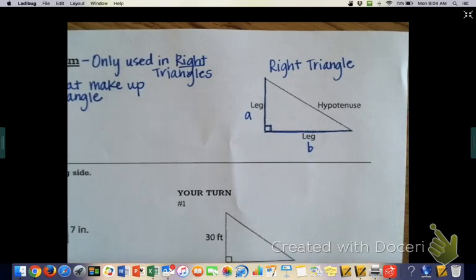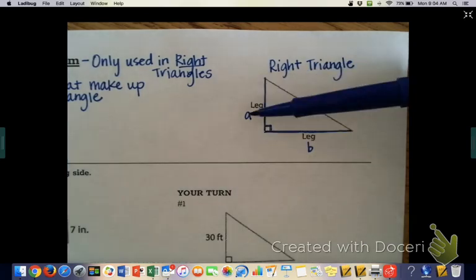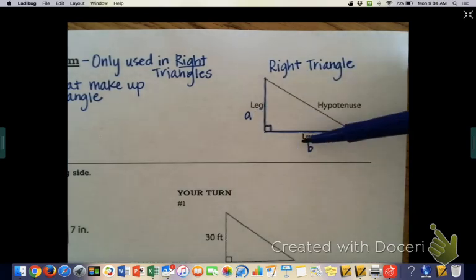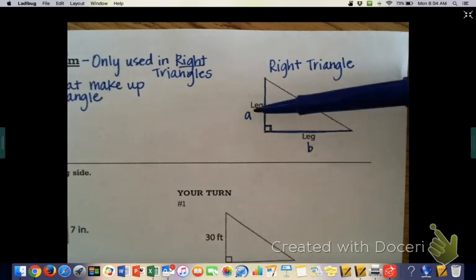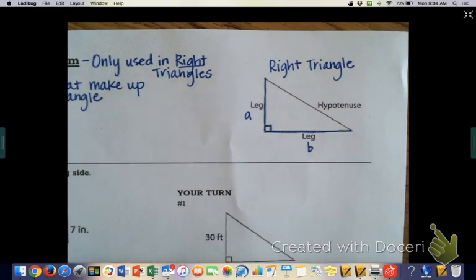In the formula, you're going to see that we're going to be adding these sides together. So this could be A and this could be B, or it's interchangeable. This could be A and this could be B. Because when you add things, the order doesn't matter.